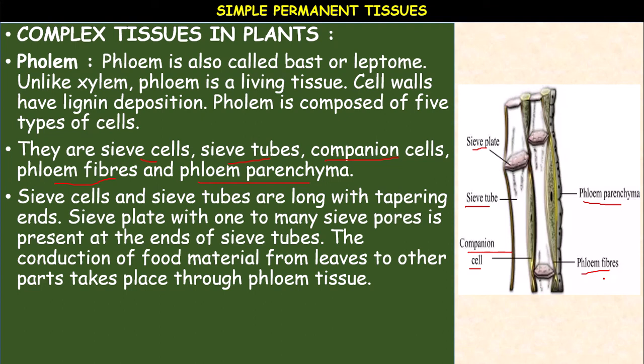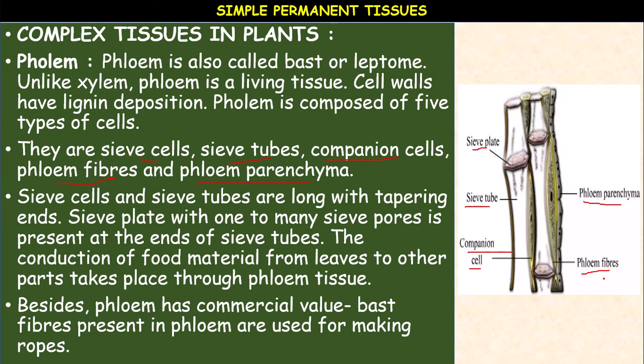What is the function of phloem? The phloem mainly helps in the transport of organic foods inside the body of the plant. Besides this, the phloem has commercial value. Bast fibers present in the phloem are used for making ropes.